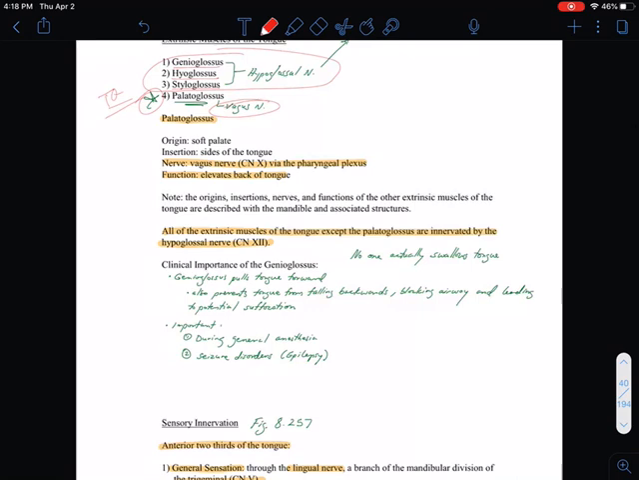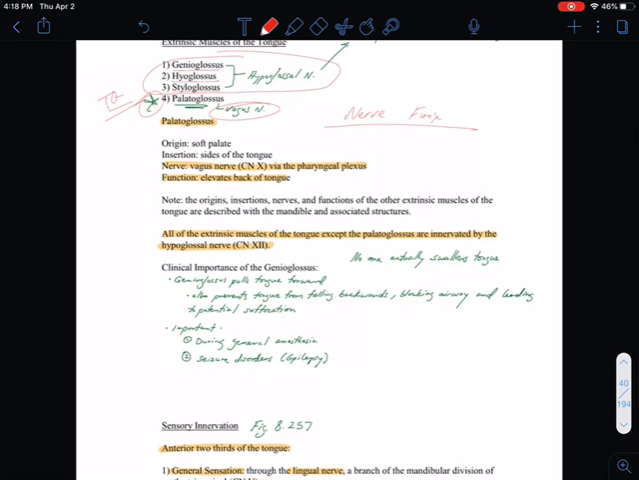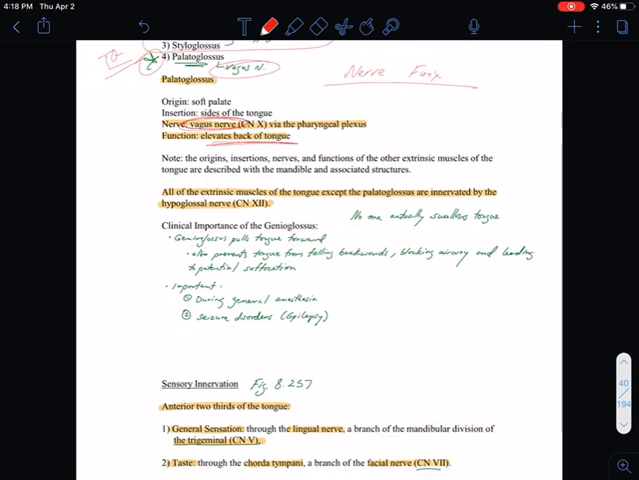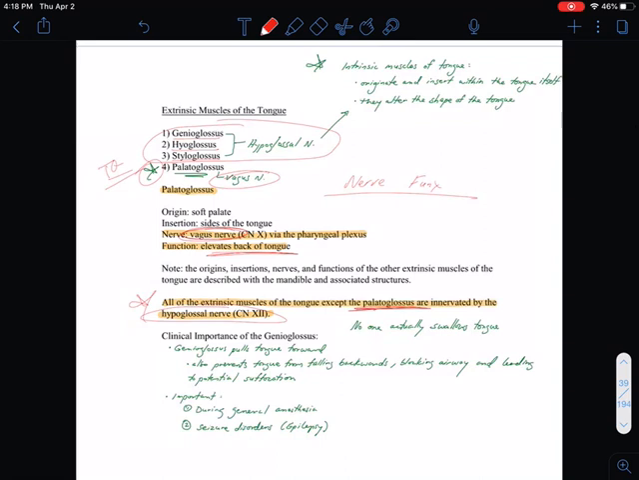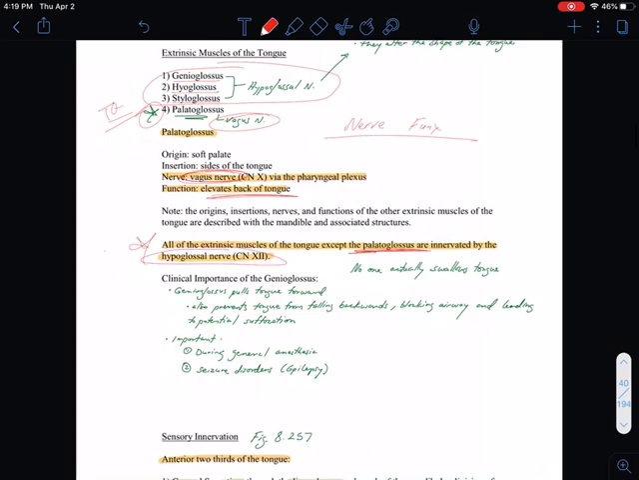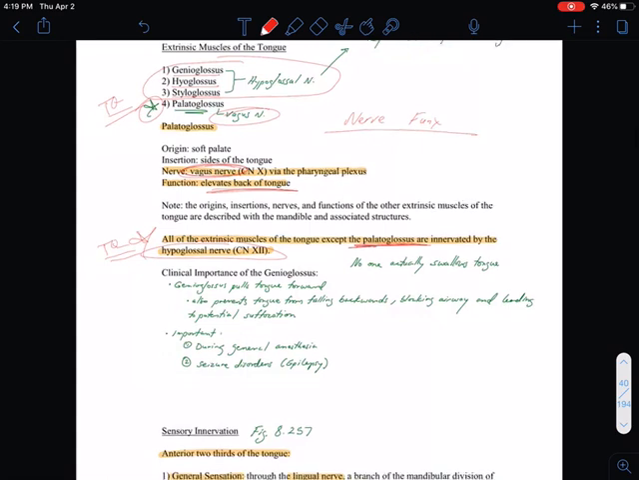Again, whenever we see muscles, we're thinking innervation and function. Nerve for the palatoglossus, again, it's what makes it different than all the other guys, it's innervated by the vagus nerve. It functions to elevate the back of the tongue. All extrinsic muscles of the tongue, except for the palatoglossus, are innervated by the hypoglossal nerve. There, he says it again. Up here, he has them even listed in order, making that palatoglossus the fourth guy, odd man out. And then he says it again down here. It's a super common test question.